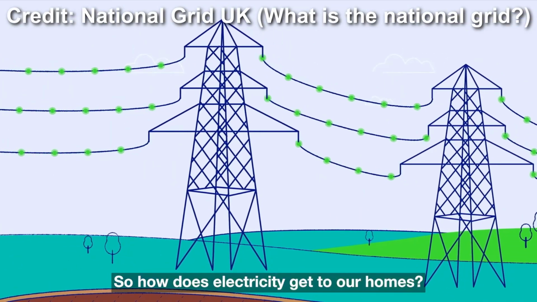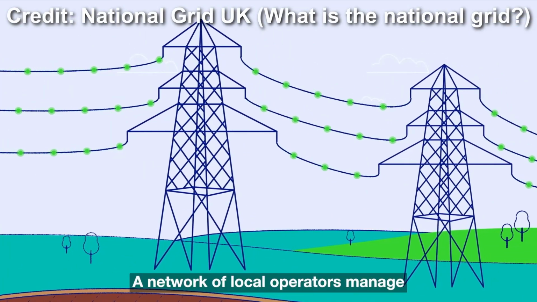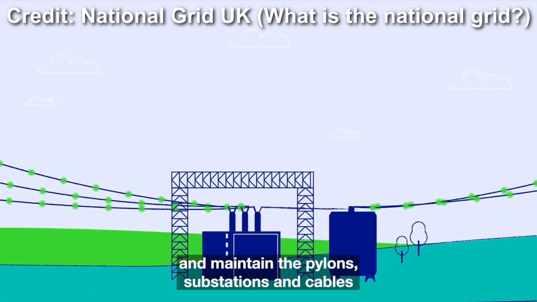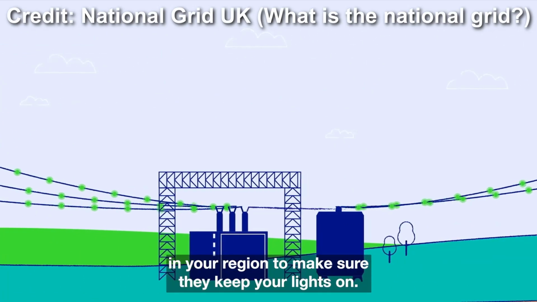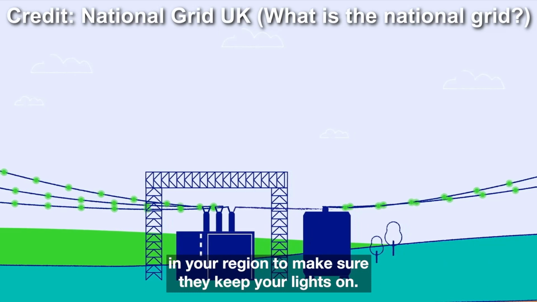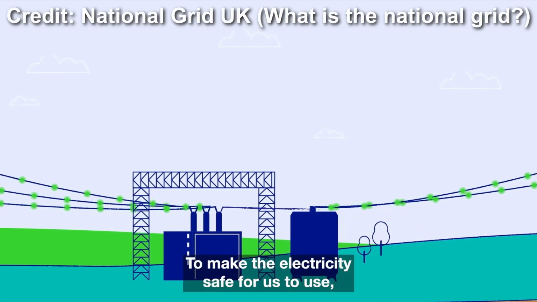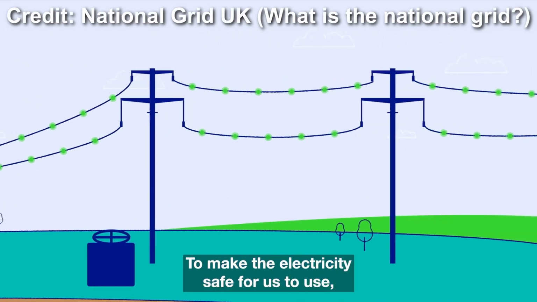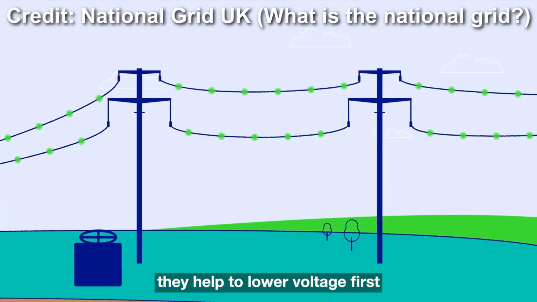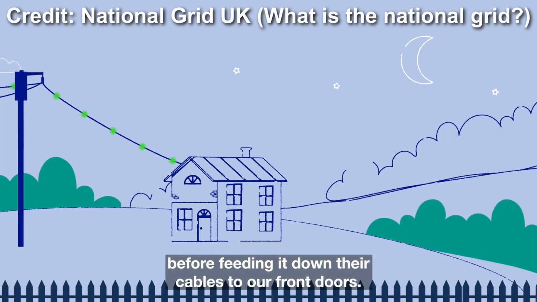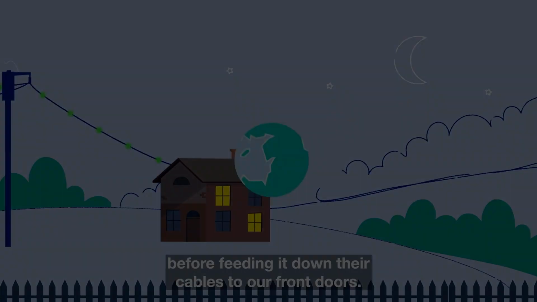So, how does it get into our homes? A network of local operators manage and sustain the pylons, substations, and cables in your region to make sure they keep your lights on. To make the electricity safe for us to use, they help to lower the voltage first, before feeding it down their cables into our front doors.